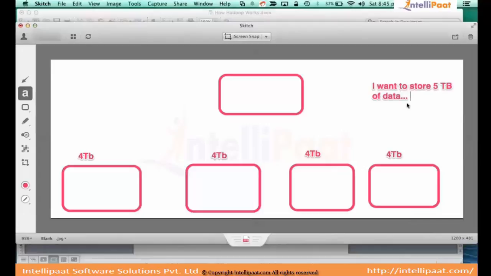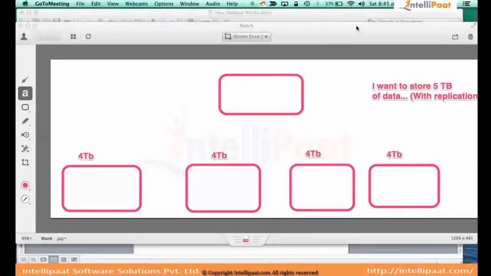Now I want to store 5 terabytes of data. I mean to say, yes, with replication, I want to store 5 terabytes of data. Is it possible right now to do that on any of these machines? So the answer is no, I can't.